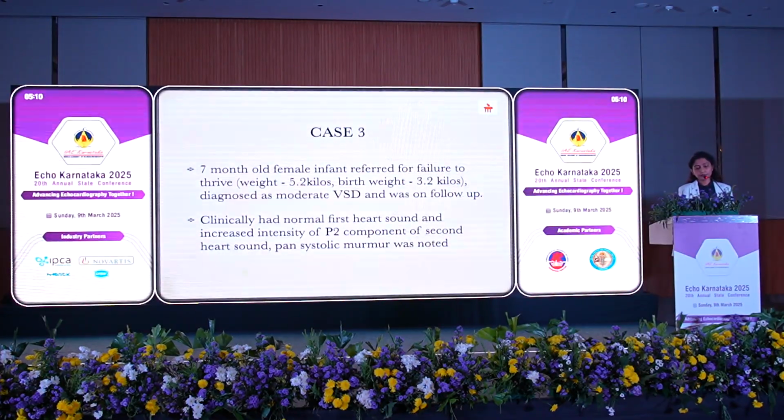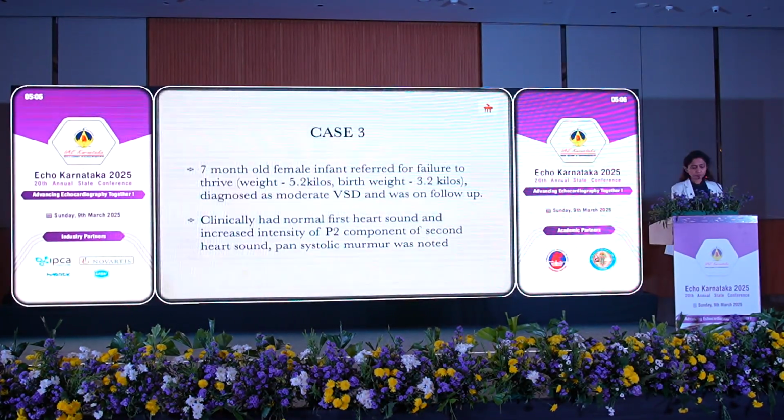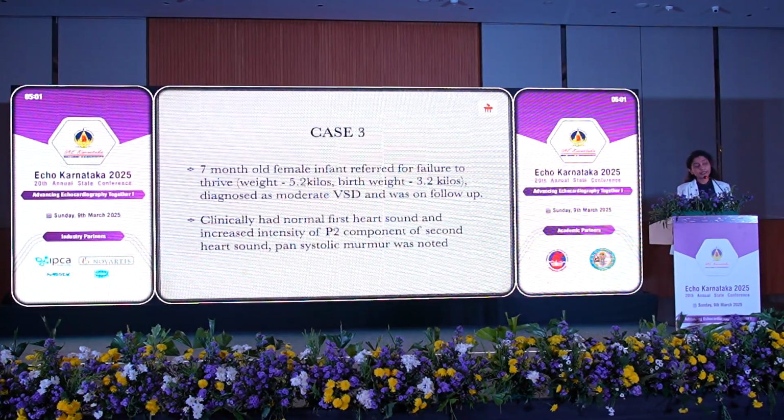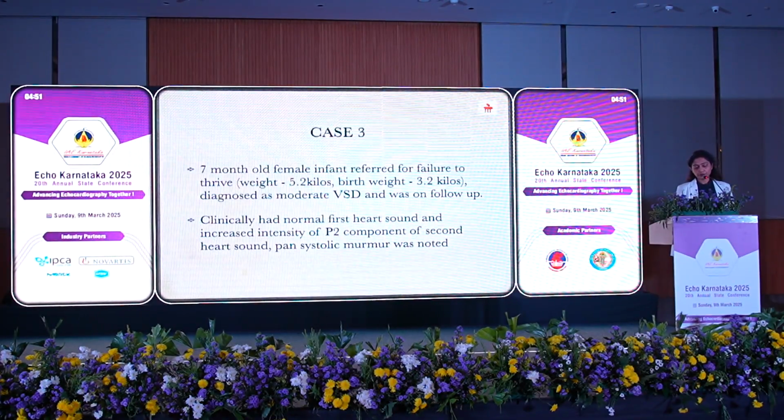So this was a 7-month-old baby, again referred as a moderate VSD. And she was on follow-up, but somehow, in spite of medical therapy, she was not putting on weight as expected. On examination, she had a normal first heart sound, and the P2 was a little accentuated compared to a moderate VSD, and a pansystolic murmur was noted.